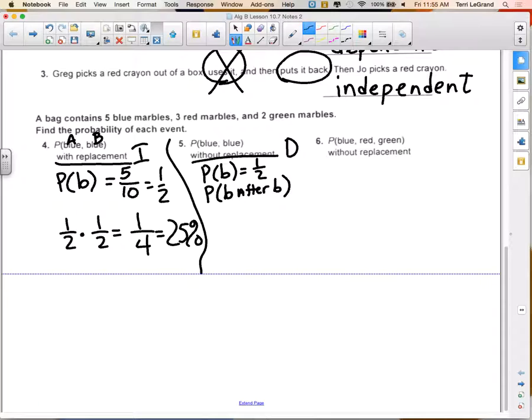4. We didn't put that one back. 4 out of 10. It'd be 4 out of 5. 4 out of 9. The blues went down by 1. The total number of marbles went down by 1. So 4/9. So now we'll take 1/2 times 4/9.